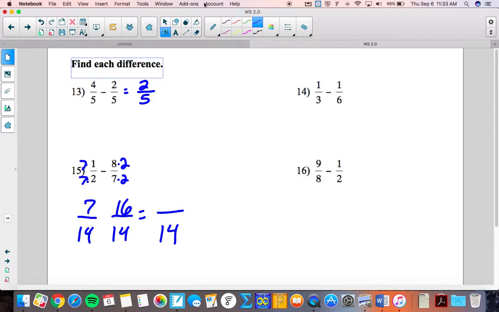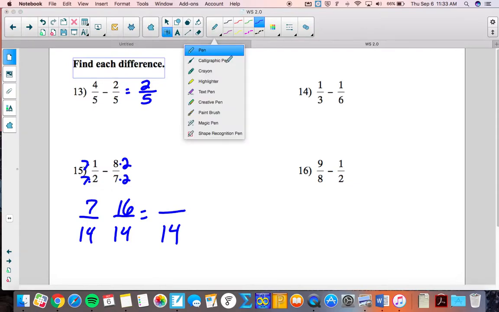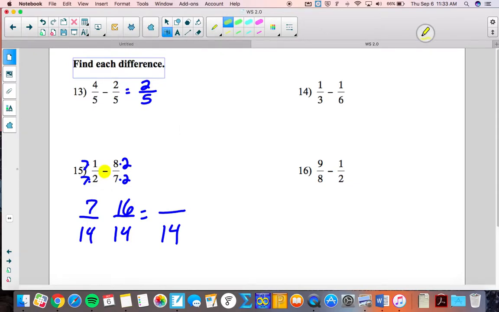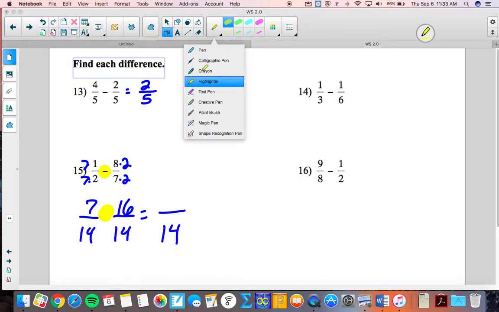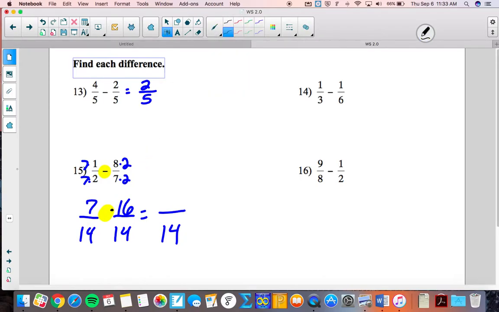Now pay attention, be careful. We are subtracting right now. So either you write down 7 minus 16, and that's what you do, 7 minus 16, or if you want to add the opposite, you can. So 7 plus negative 16, which is negative 9. So the final answer is negative 9/14. Circle that.